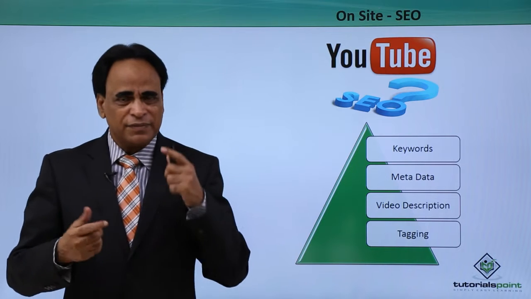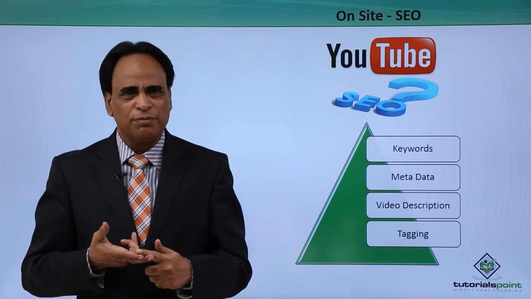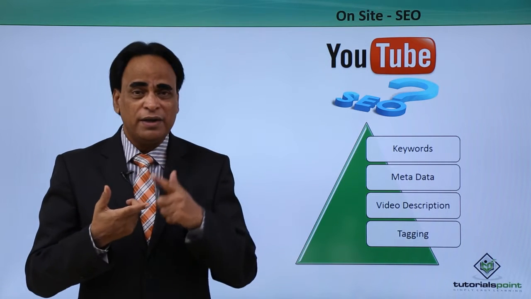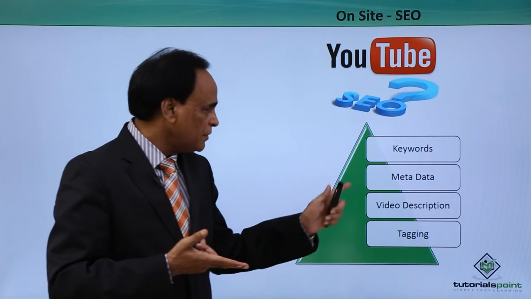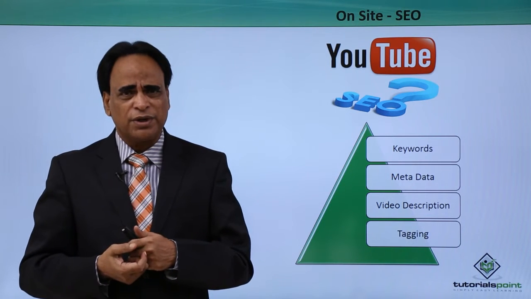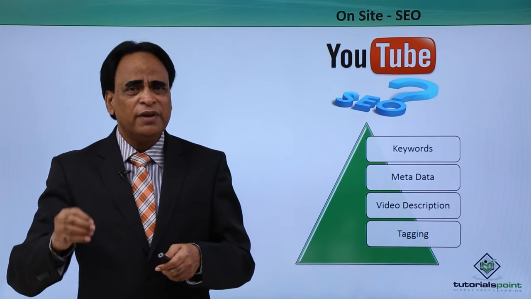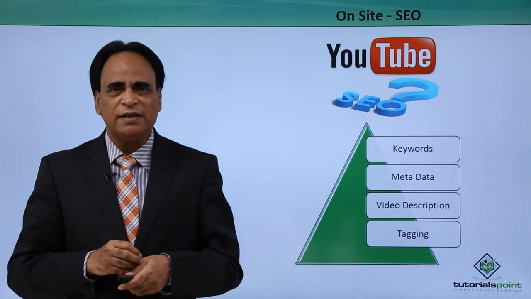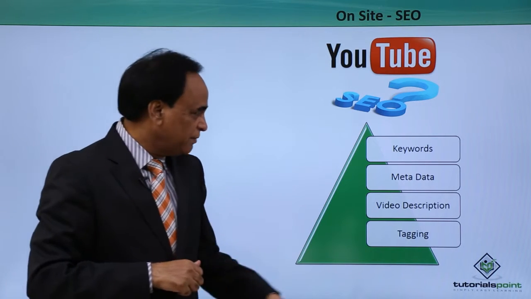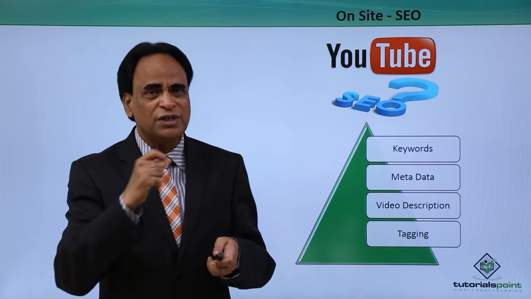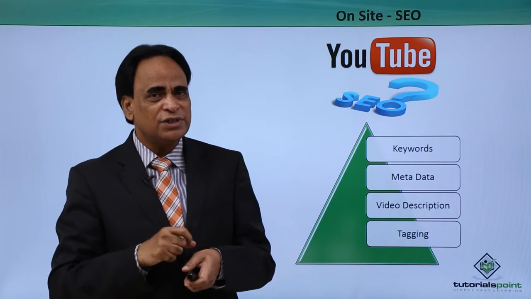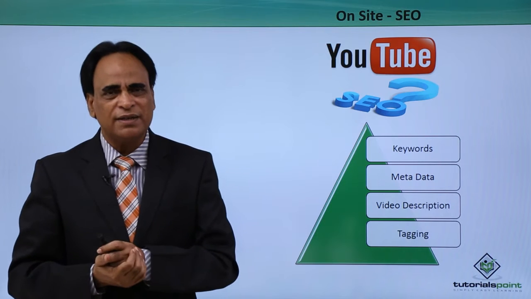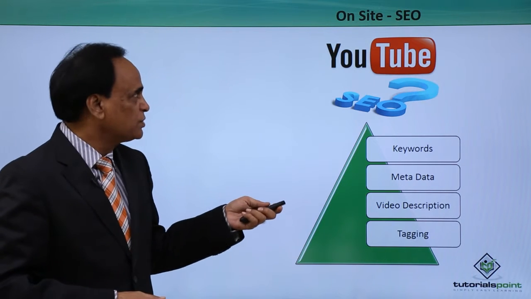The metadata, again, the title and the description play a very important role. Have relevant keywords associated with the YouTube video in the title and in the description. The video description plays a very important role. Describe the video with rich keywords so that people can identify easily and naturally what this video is all about. Then tagging, again, tag with rich keywords. The more you tag with rich keywords, the more the visibility and the more it helps. And these are some of the on-site optimization techniques that you can use and implement.